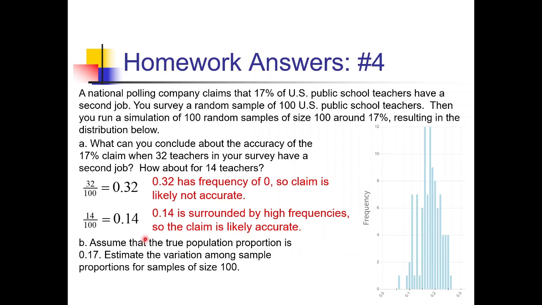For this last part of the question, which we will call part B and fix our little typo there, we assume that the true population proportion is 0.17, so 17%. Based on that, we want to estimate the variation among sample proportions for samples of size 100. So we already ran a simulation on the assumption that 0.17 was the true proportion. So we just have to look at our simulation and figure out where the middle 95% of the results are between what percentage values here.